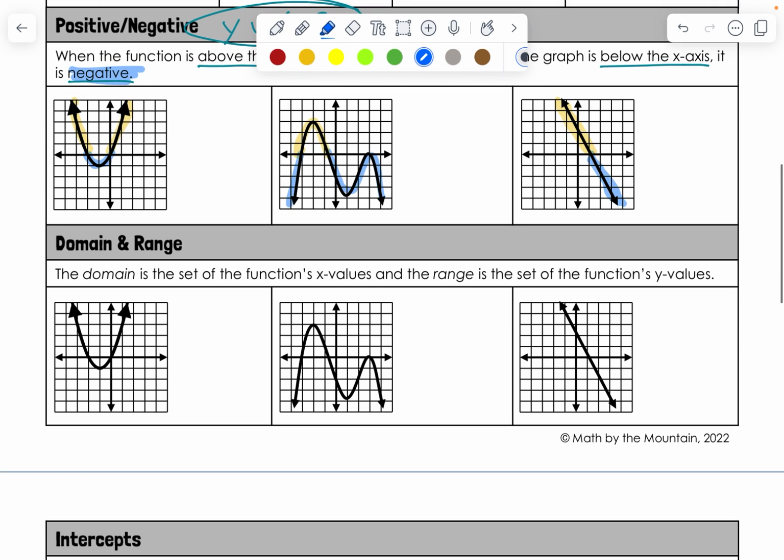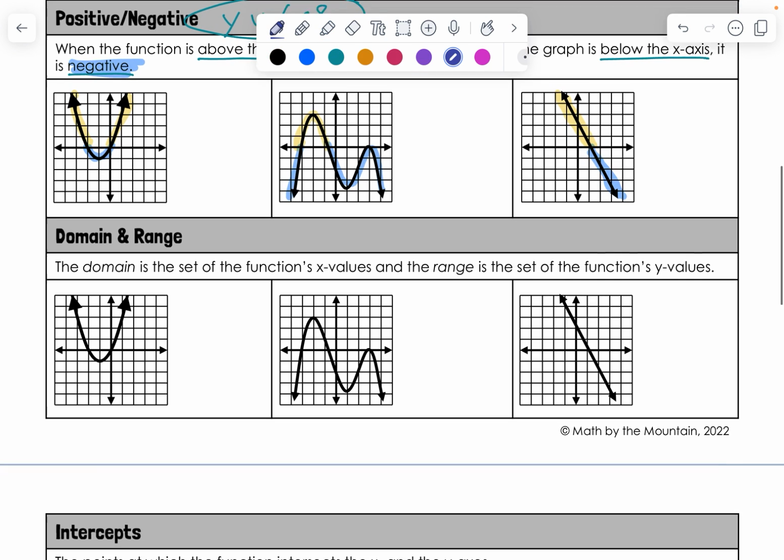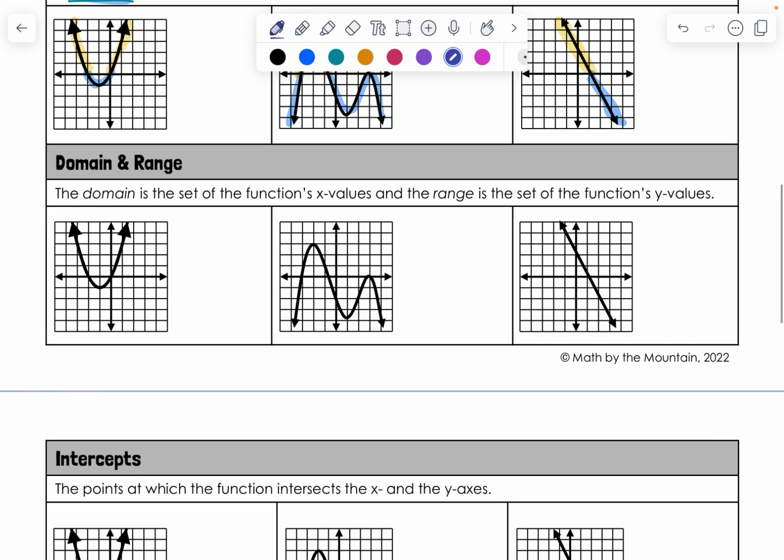Now, domain and range, we have already talked about a lot, right? So for this one, the x values are going to keep going left and right. So the domain is going to be all real numbers. Our range, notice there is a minimum value there. So it looks like y greater than or equal to -1. Here, our domain, again, is all real numbers. It goes forever to the left and right.